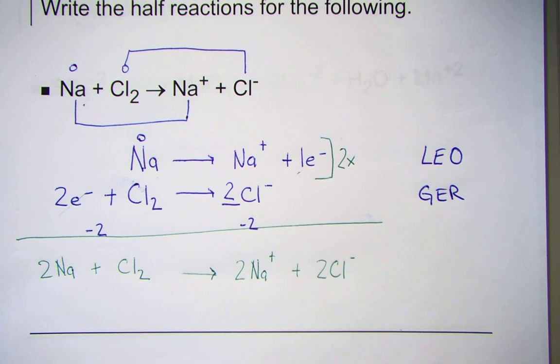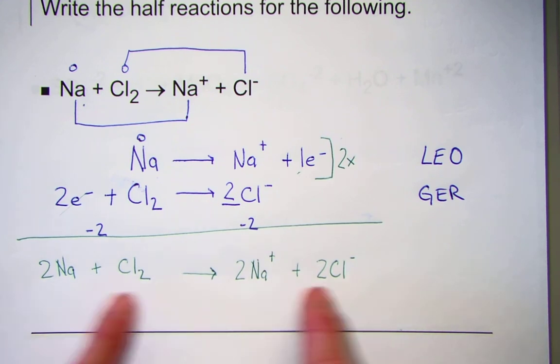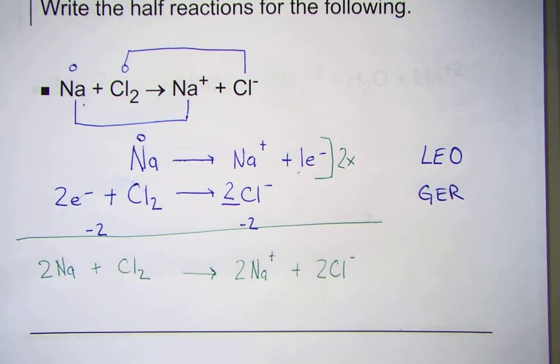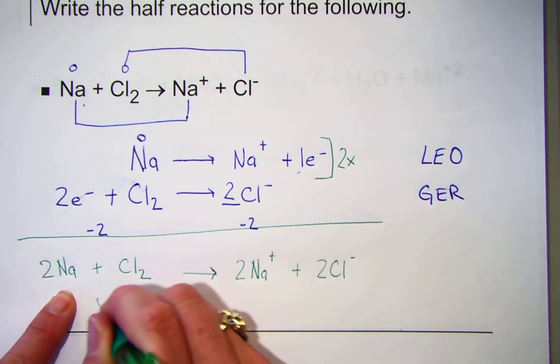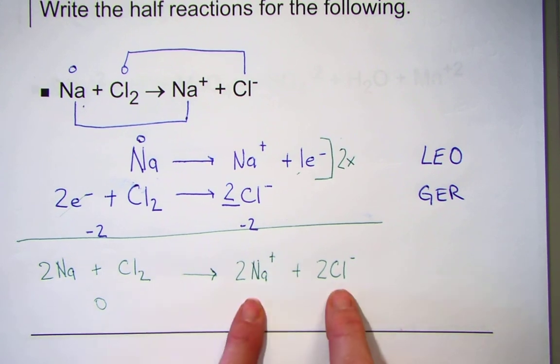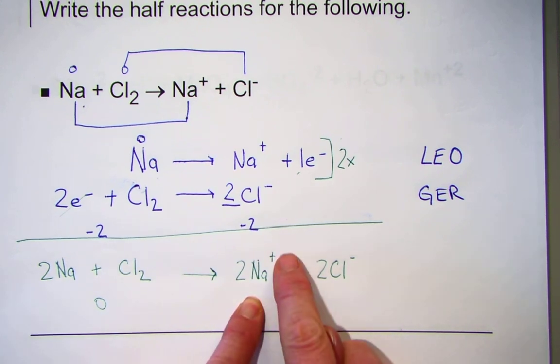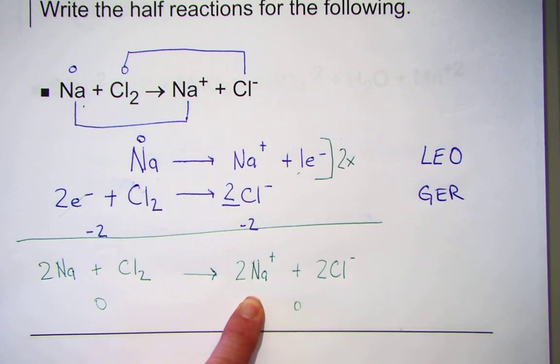The last thing that we always do, just because it's smart business, you double check, just eyeball, does it indeed balance? 2 sodiums, 2 chlorines, but here's the more important part. Are they electrically the same charge on both sides? The left-hand side, sodium was a 0, chlorine was a 0, the net charge was 0. Over on the right-hand side, 2 positive ones with 2 negative ones do indeed balance to 0.